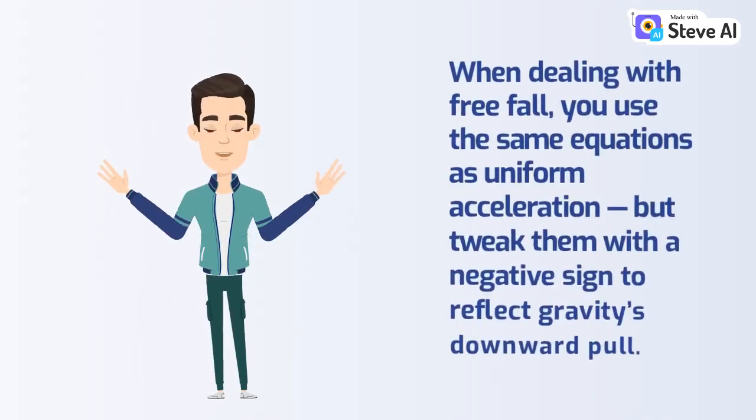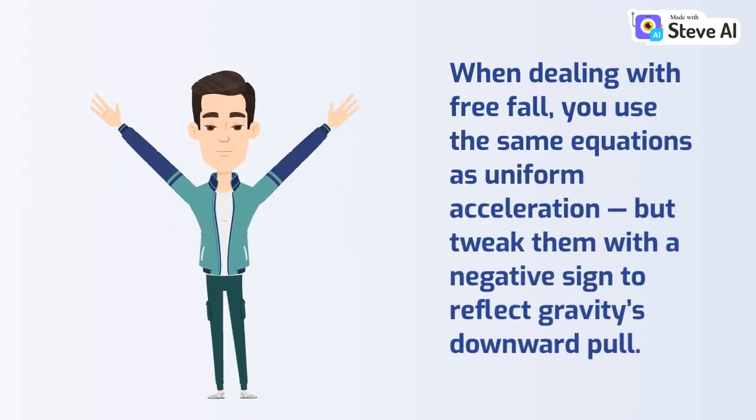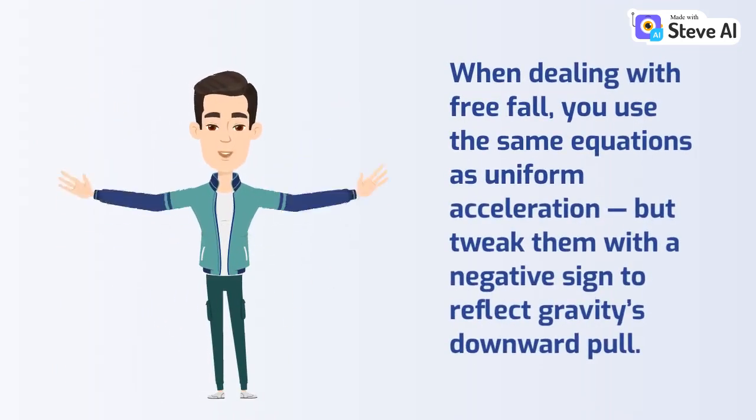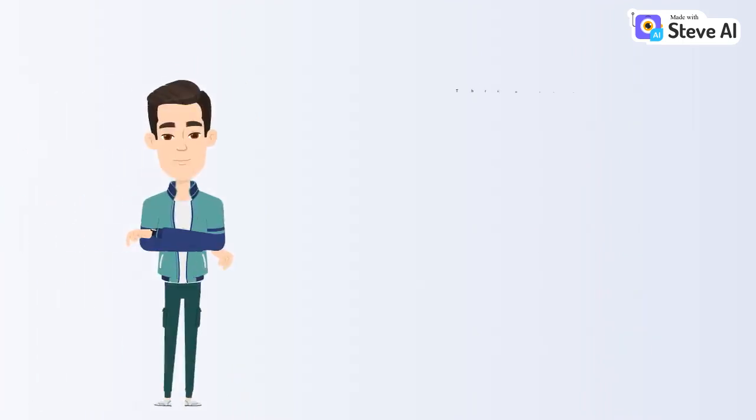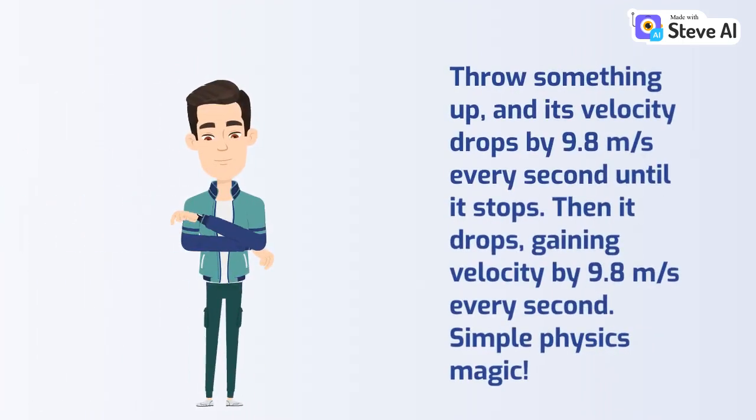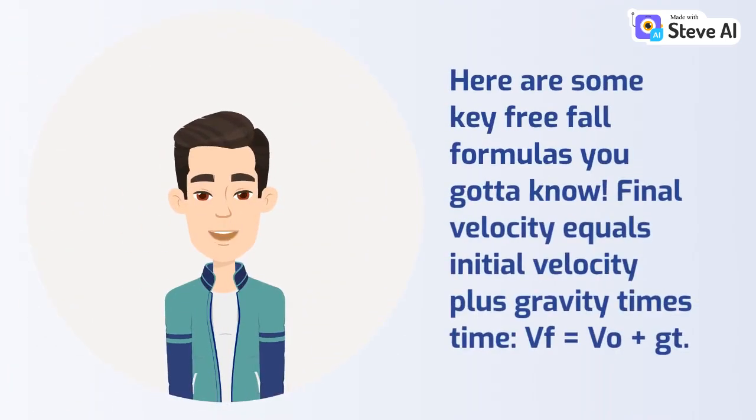When dealing with free fall, you use the same equations as uniform acceleration, but tweak them with a negative sign to reflect gravity's downward pull. Throw something up, and its velocity drops by 9.8 meters per second every second until it stops. Then it drops, gaining velocity by 9.8 meters per second every second. Simple physics magic. Here are some key free fall formulas you gotta know.